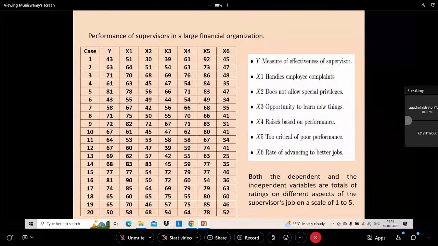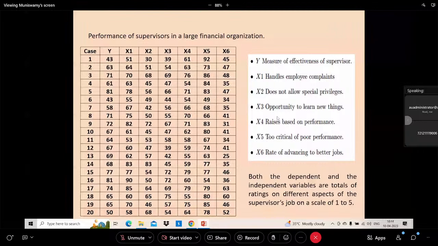Suppose the performance of supervisors in a large financial organization. Is the performance of a supervisor good or not? Is he able to supervise the organization in a good way or not? It depends on so many variables. So measurement of effectiveness of supervisor is a dependent variable. This dependent variable depends on all the independent variables. So may I continue the supervisor or not?